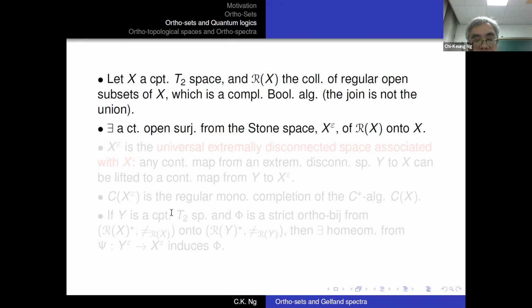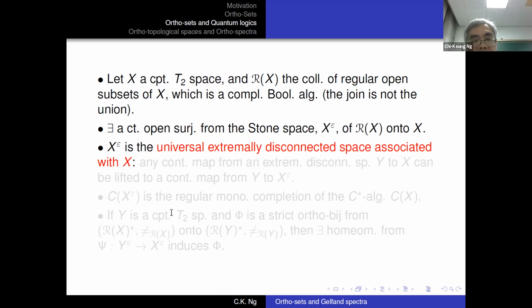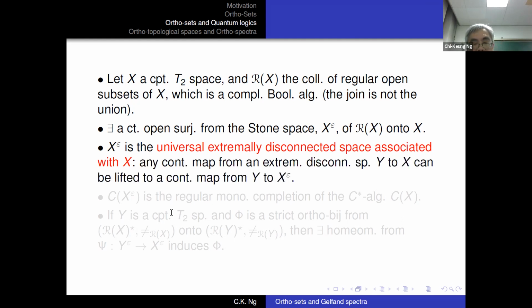from the distinct relation in the above, and what we get will be a universal extremely disconnected space associated with X. So from this RX, we have a Stone space, and this will be a universal extremely disconnected space associated with X, in this sense. So, I have a question?